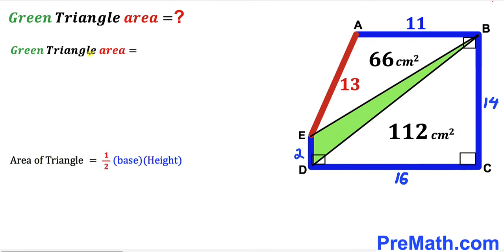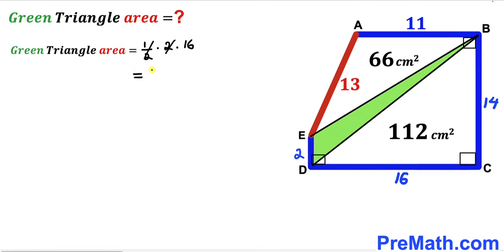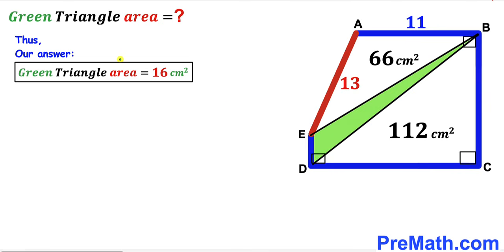So therefore this green shaded triangle area is going to be a half times our base is 2 times the height is 16. And here we can see 2 and 1 divided by 2, they are gone. So this is going to be equal to 16 centimeter square, the area of this green shaded triangle. So thus after all the calculations and manipulations, the area of this green shaded triangle turns out to be 16 centimeter square. And that's our final answer.